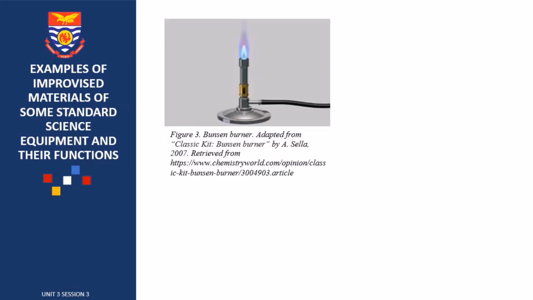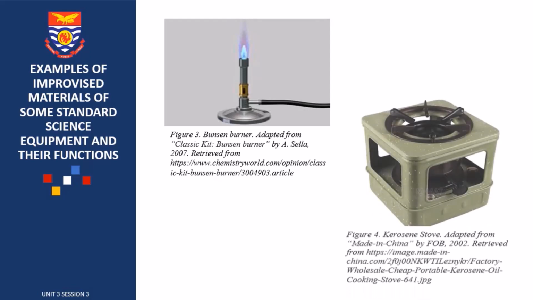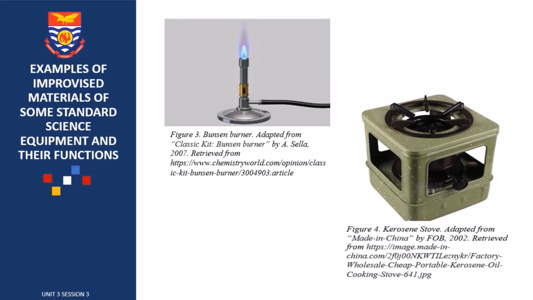Our second equipment we want to look at is the Bunsen burner. The Bunsen burner serves as a source of heat in a chemical lab or a science lab. In its absence, we can use a kerosene stove to become a source of heat in the science laboratory. This becomes an improvised version of the Bunsen burner, and they all perform the same function.